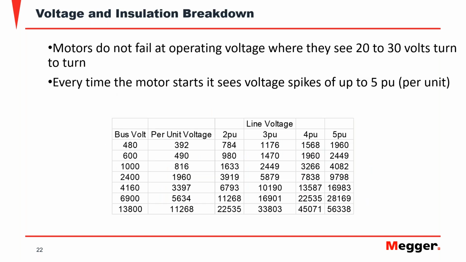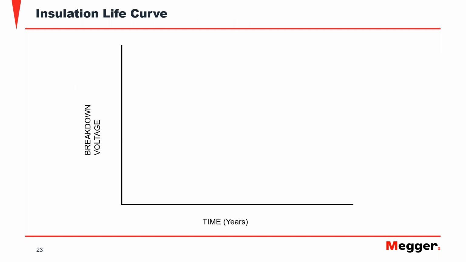Now, the motors will not fail at the operating voltage, where they see maybe 20 to 30 volts turn to turn. But remember what I said before: every time the motor starts, it sees voltage spikes of up to 5 per unit. In this table, all we've done is, for different bus voltages, tell you what the per unit voltage is and what the meaning of that 5 per unit is. For example, 600 volts will get up to 2,500 volts per unit, and that's just by means of the regular operation of the motor.